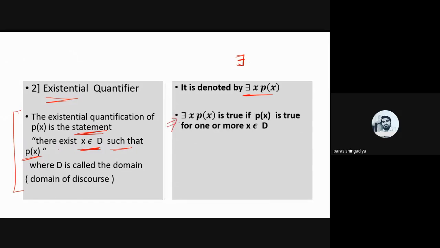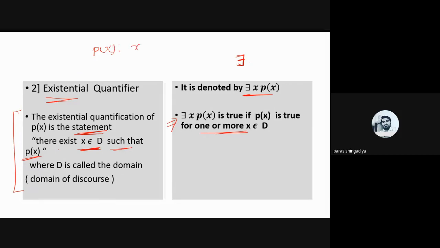Now, when is it true and when is it false? It is true if P of x is true for one or more x belonging to D. We have one domain, and if P of x becomes true for a single value of the domain, then you can say that there exists x P of x, meaning the existential quantifier, is true. Domain means a collection of numbers, and you have to consider one value from the domain. If P of x becomes true for this value, then you can directly say that there exists x P of x is true.